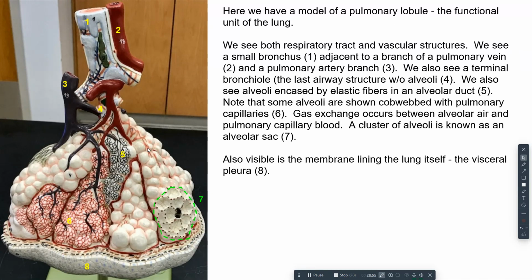Yes. This model is of a pulmonary lobule. So we talked about lobes earlier. The lobes of the lung are made of smaller structures called lobules.